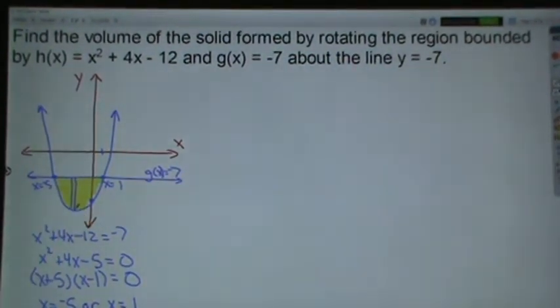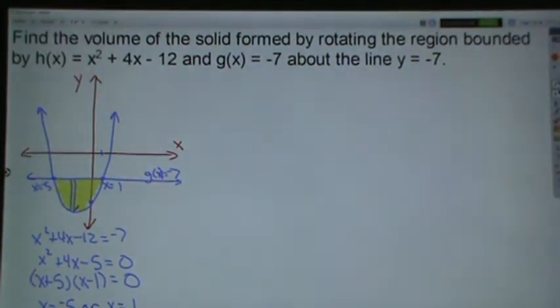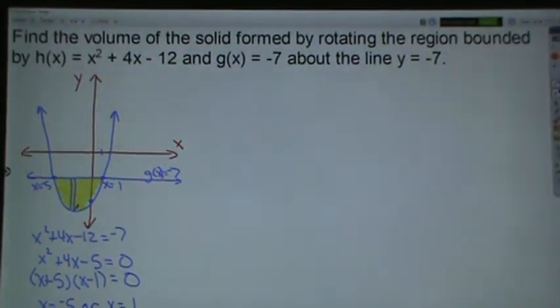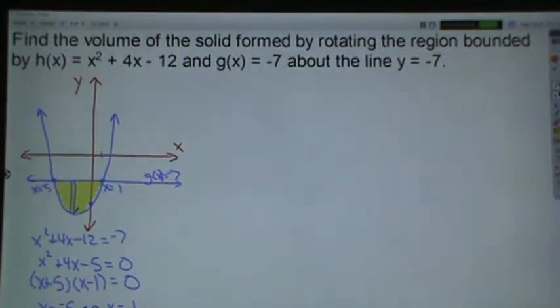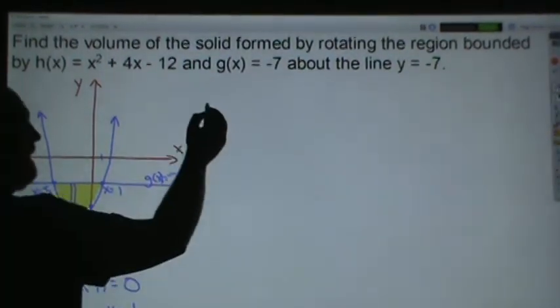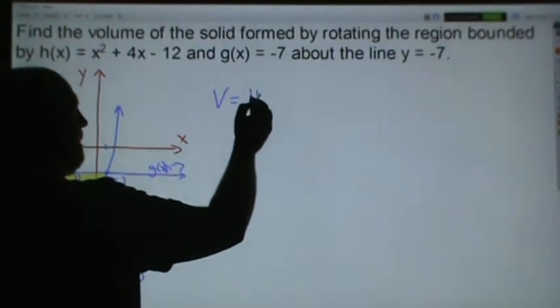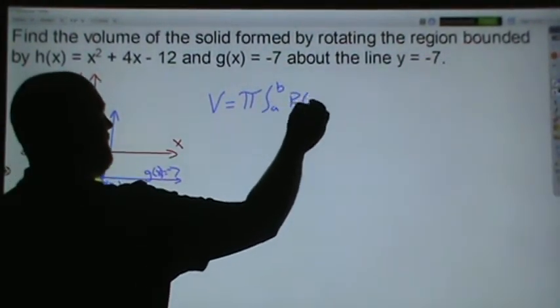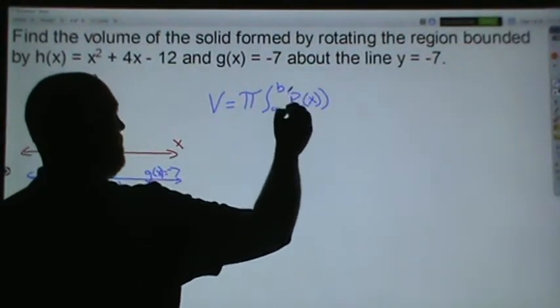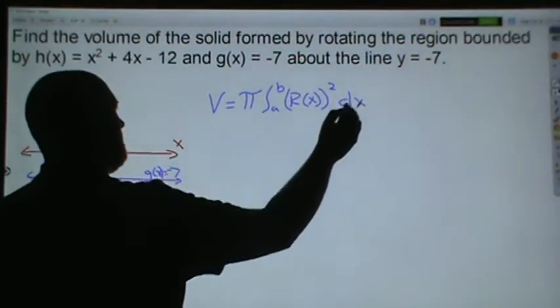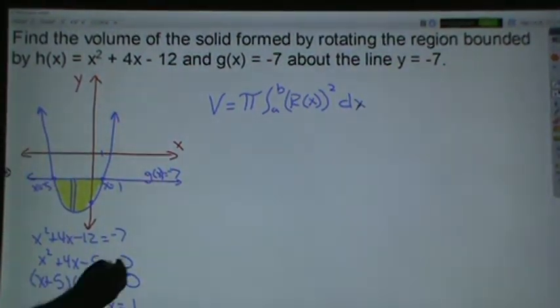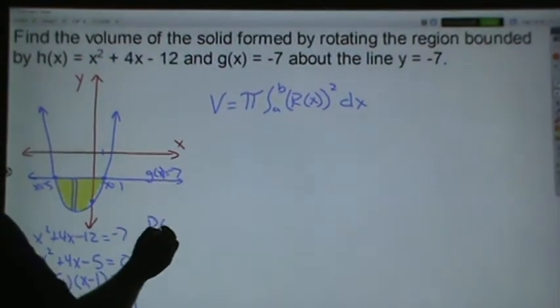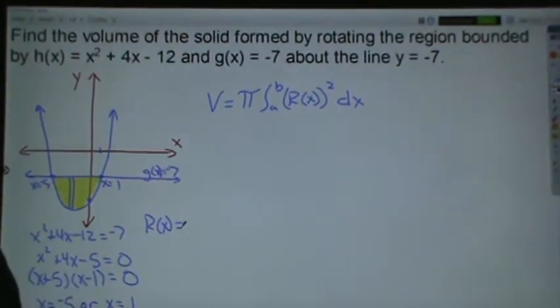So I'm going to draw that perpendicular slice in there, because with the perpendicular slice, it's going to help me in the future when we start talking about shell method. So volume, right? Volume is equal to pi r squared, so pi times the integral from a to b of r of x quantity squared dx. So r of x, the radius, can be written either way.